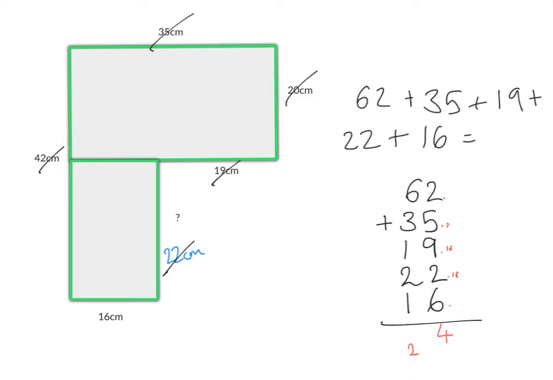Okay, now I've got 6, add 3 is 9, add 1 is 10, add 2 is 12, add 1 more, 13. Not forgetting to add my 2 that I've carried, making 15. So you should have got the perimeter of this shape is 154 centimetres. Well done if you did. And let's have a look at another example.